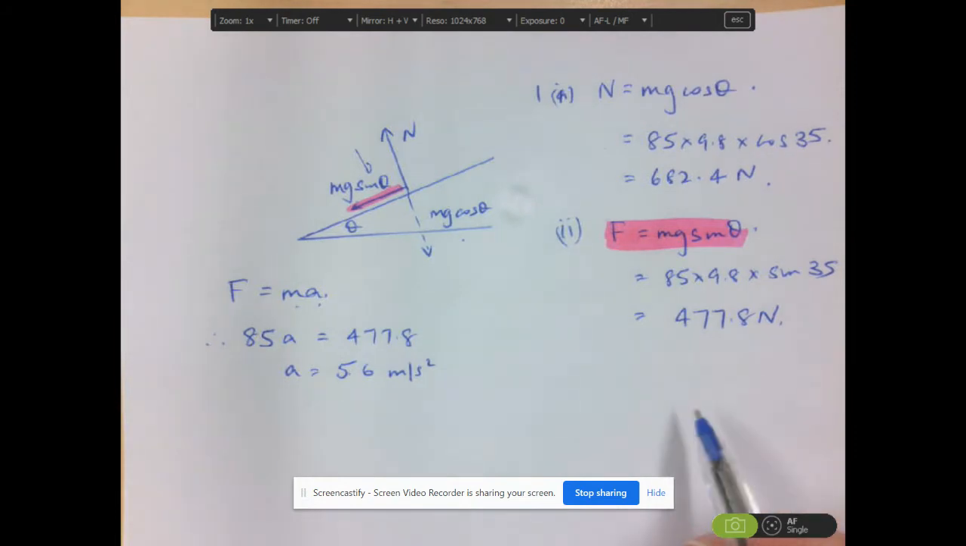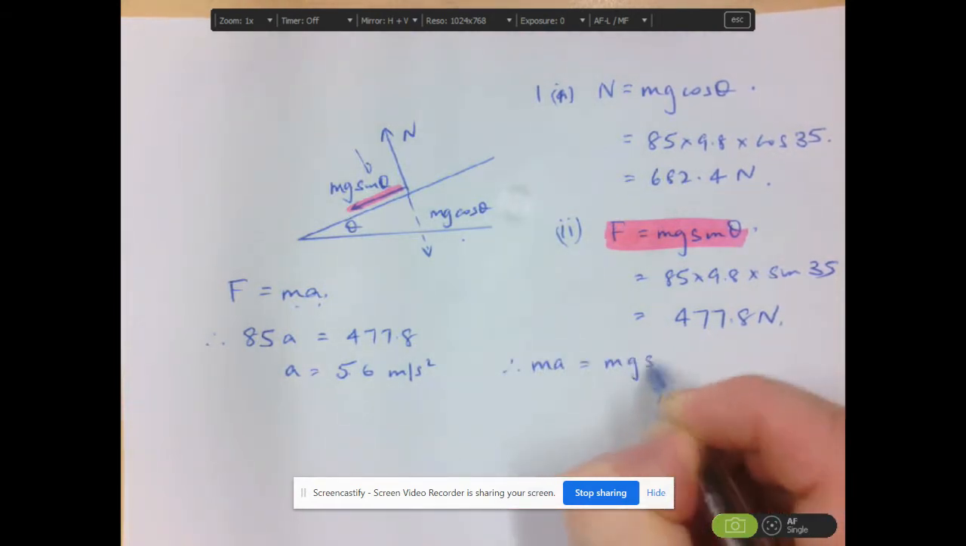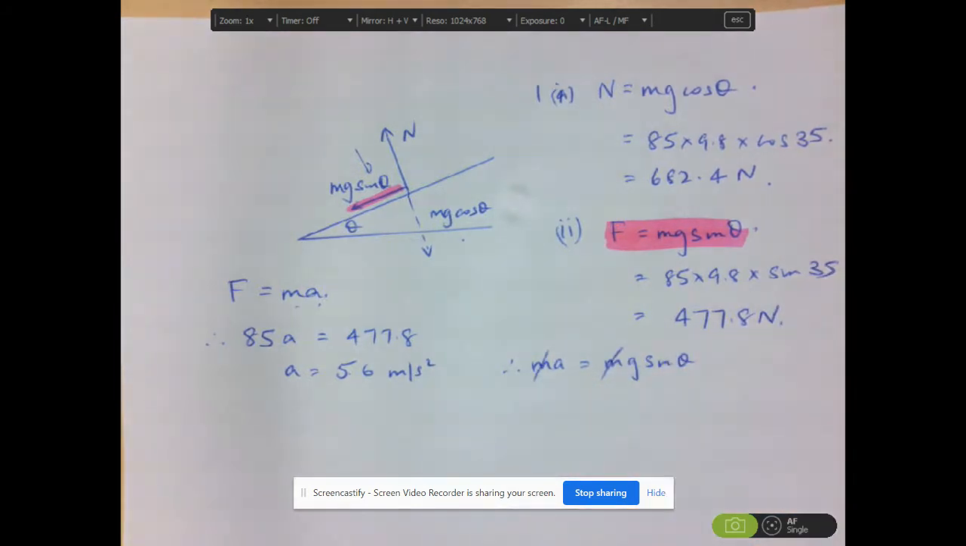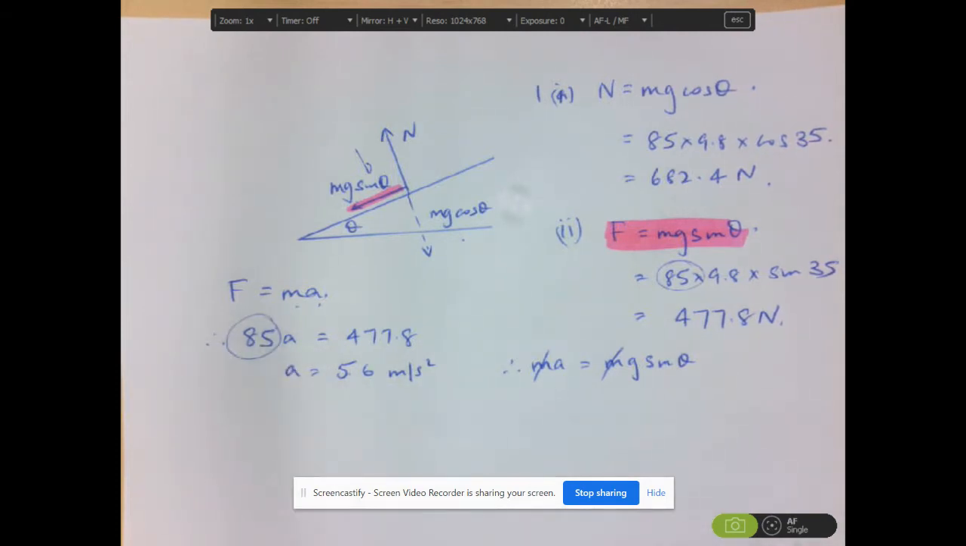Okay. If we know that we're going directly to the acceleration down the slope, we could just simply say, therefore, ma must equal mg sine theta. The m's would cancel, because you'll notice that the 85 appears here and also over here. That means the acceleration down the slope is g sine theta. So if you just want to go straight to the acceleration, you could simply use that. Let's try question 2 together now.